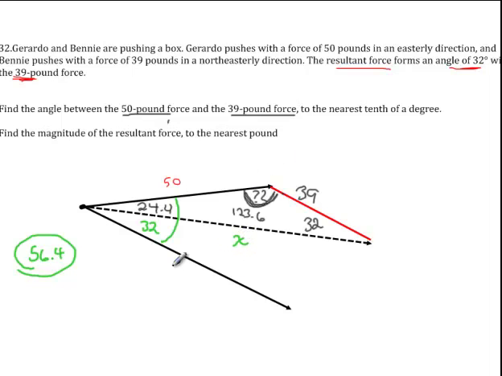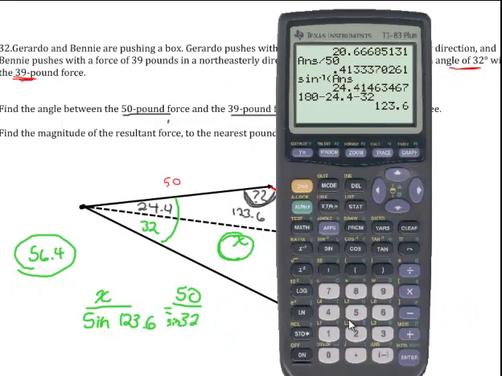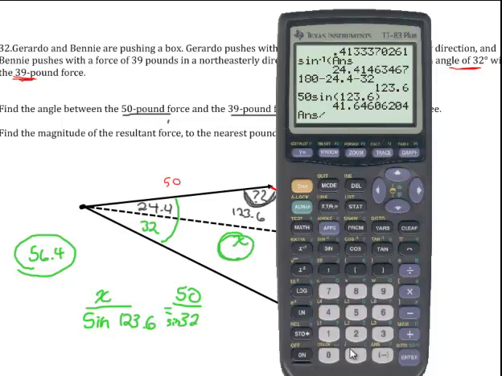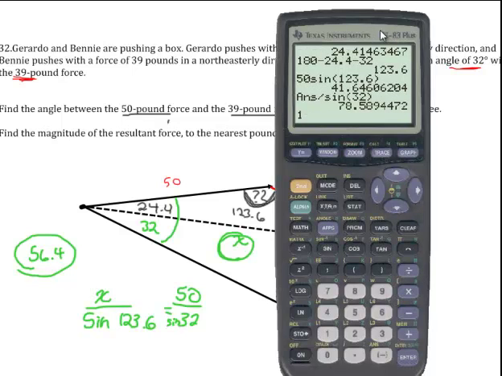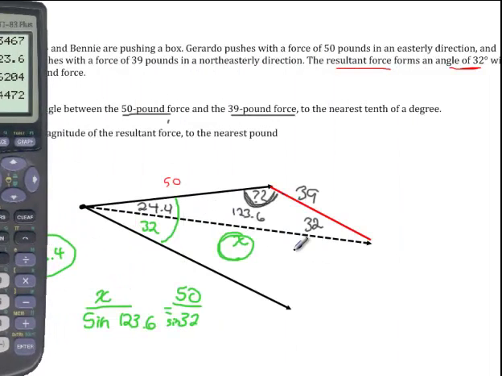Now how do we find this resultant right here? We just do law of sines again. X, the resultant, is to the sine of 123.6 as, and then you can pick whatever you want, 50 is to the sine of 32. And just whip out the calculator and do the math. 50 sine 123.6 divided by the sine of 32. So that resultant was 78.5, and I believe they say to the nearest pound, so that was 79.